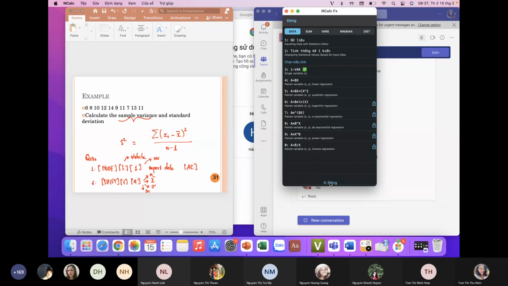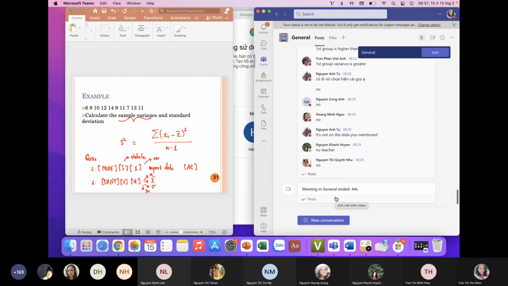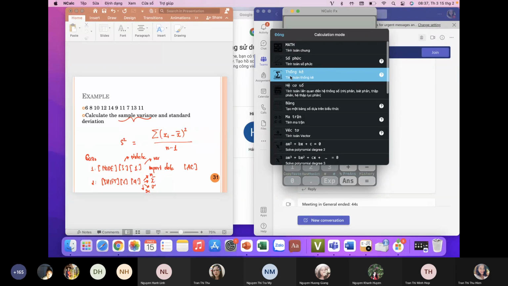Can you follow me, class? Yes. So I have the calculator on my screen. First of all, I have to choose the mode for statistics. So mode, statistics, third option for statistics.